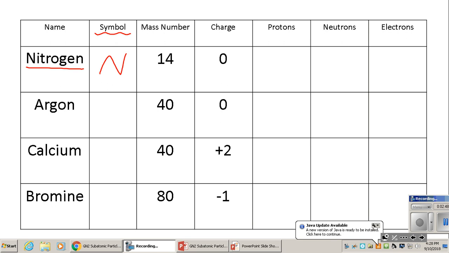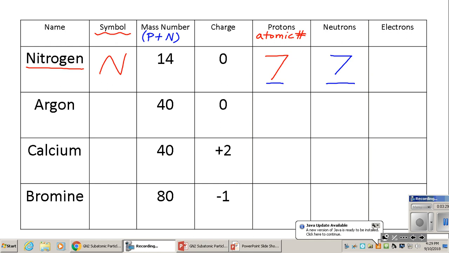Nitrogen, when you're looking at the periodic table, has an atomic number of 7. That's the number of protons. Protons, remember, is always going to be equal to that atomic number. And remember that the mass number will be the protons plus the neutrons. So if I know my mass number is 14, what is 14 equal to? 14 is equal to the number of protons plus the number of neutrons. So what do I have to add to 7 protons to get a total mass number of 14? That would be 7.